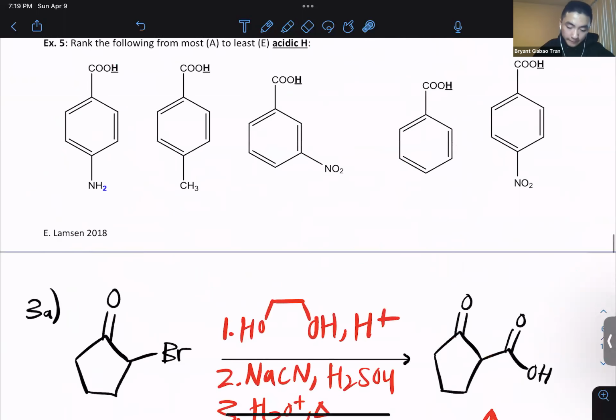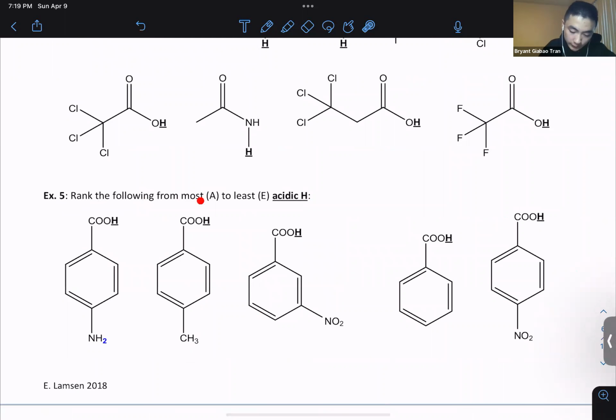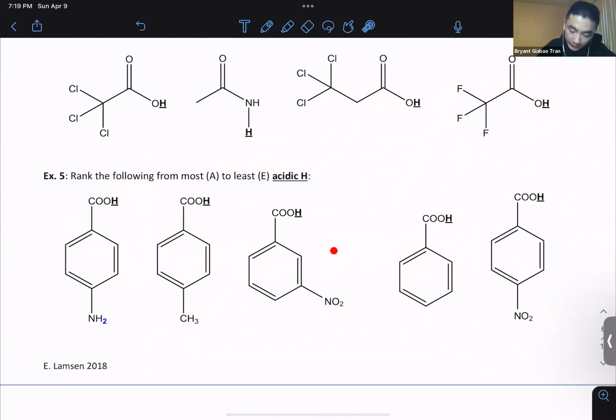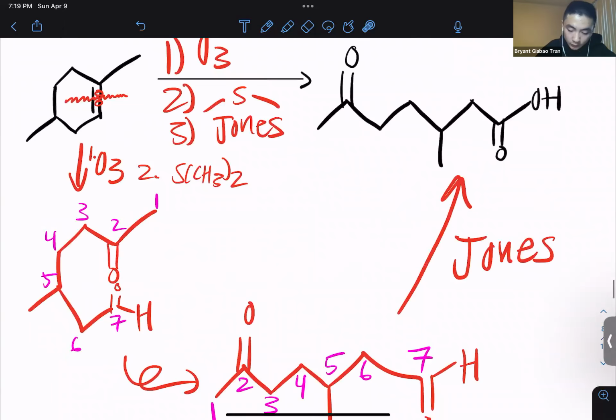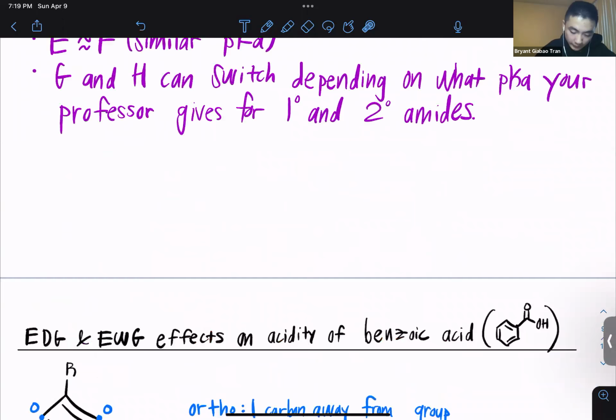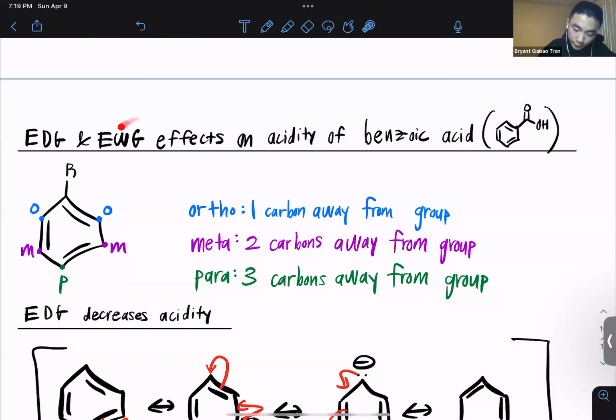Okay. Then let's rank the following from the most acidic to least acidic hydrogen here. We see that we have benzoic acid, which is a benzene connected to a carboxylic acid, and we have different groups here. It could either be an electron donating group or an electron withdrawing group. So let's go over that concept of electron donating groups and electron withdrawing groups on the acidity of benzoic acid.